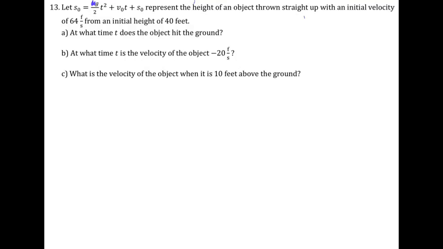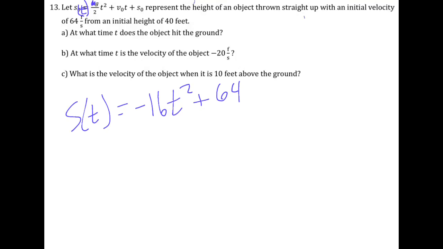So we want to write the equation for the height of this object. So we're going to write s of t. Wow, that equation's all goofed up. I wrote s naught. I meant to write s of t. I put this together late. I'm sorry about that. s of t equals, notice we're in feet, so we're going to be negative 16 t squared plus our initial velocity, which is 64 feet per second, times t, plus our initial height of 40 feet.